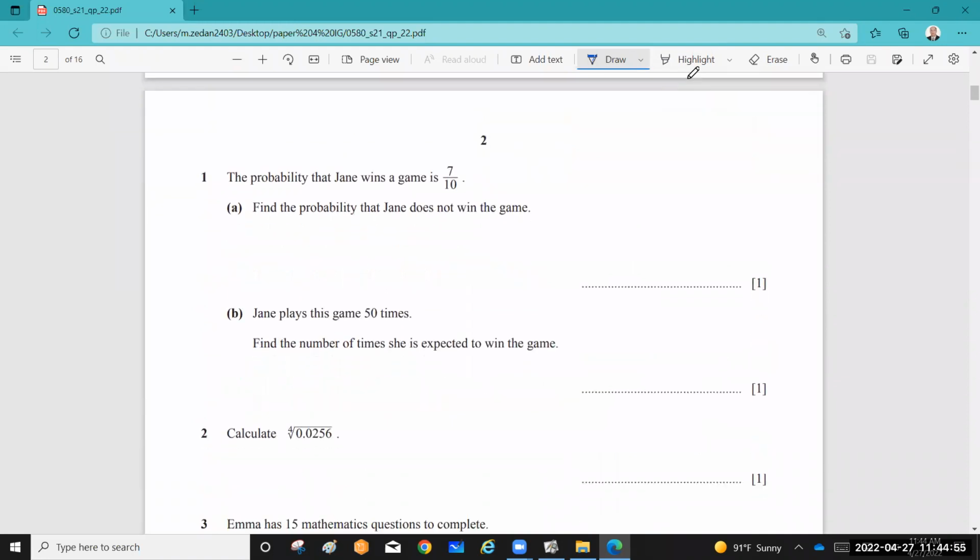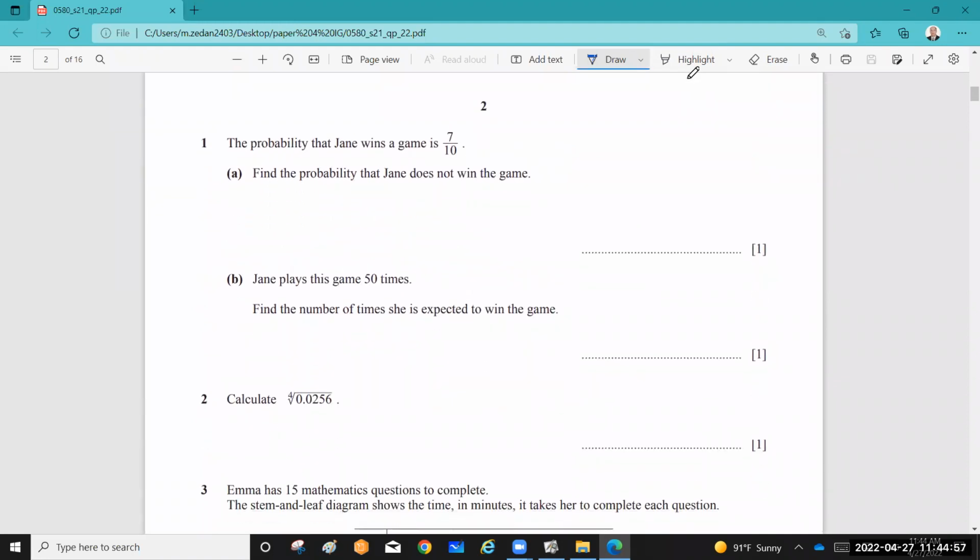Question number 1. The probability that Jane wins a game is 7/10. Find the probability that Jane does not win the game. The answer is 1 minus 7/10, which is equal to 3/10.